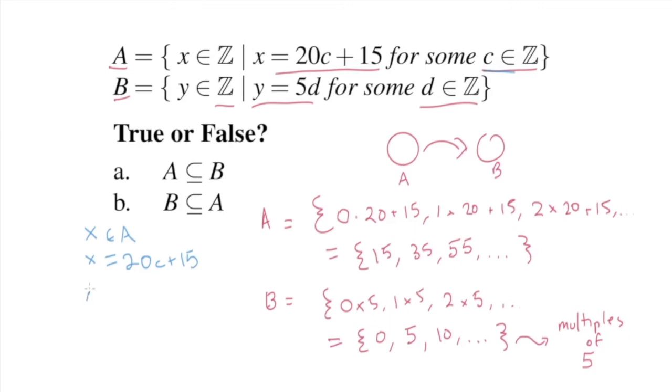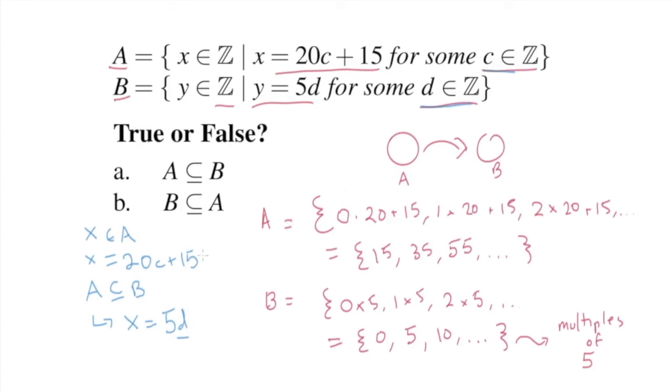Now let's assume, and just see how far it goes, let's see if we run into any contradictions, that A is a subset of B. That means that x meets the condition for membership of B, so x is expressible as 5d, where d is some integer. Okay, so that's from the definition of the set B.